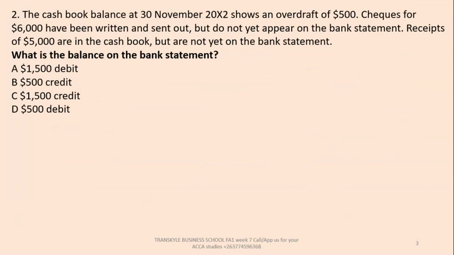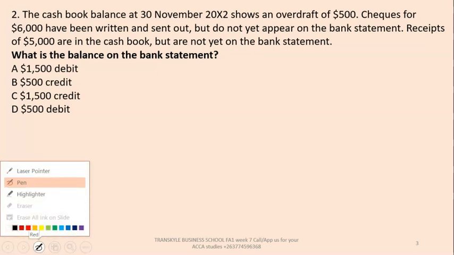Let us do this one. The cash balance at 30 November 2022 shows an overdraft of $500. Checks for 6,000 have been written and sent out, but not yet appearing on the bank statement. So what are we talking about? If we have checks which have been written and sent out but not yet appeared, these ones are what we call unpresented checks.